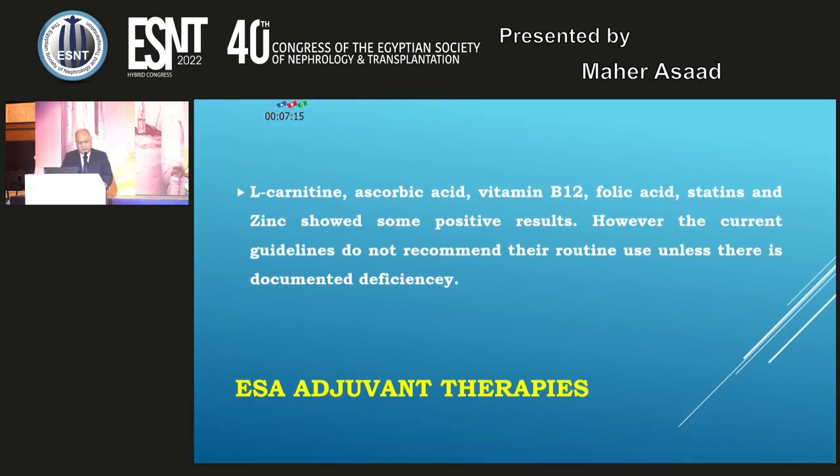There are other less important adjuvant ESA therapies, such as L-carnitine, ascorbic acid, vitamin B12, folic acid, statins, and zinc. They show some positive results. However, the current guidelines do not recommend their routine use unless there is a documented deficiency.